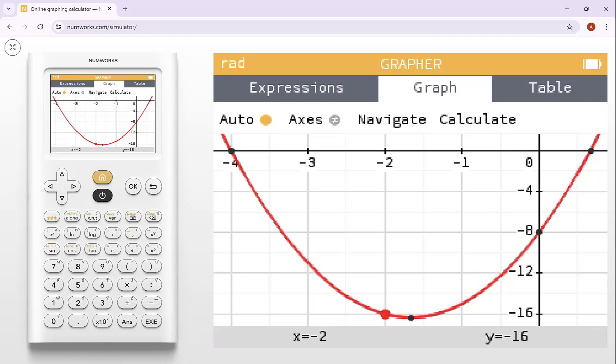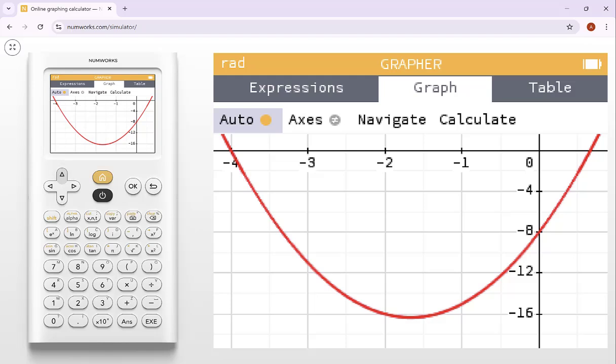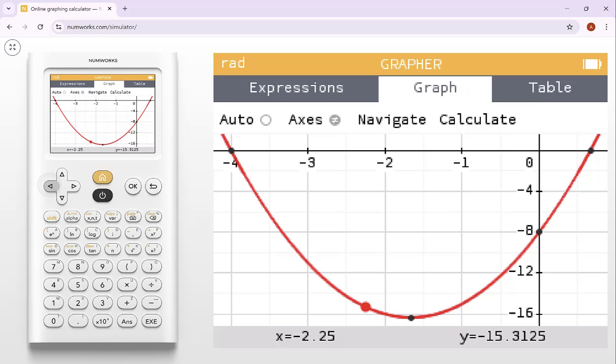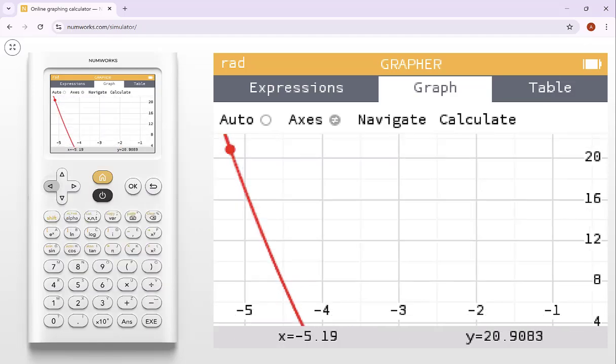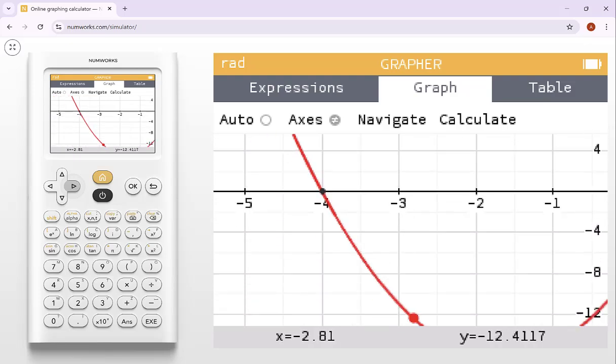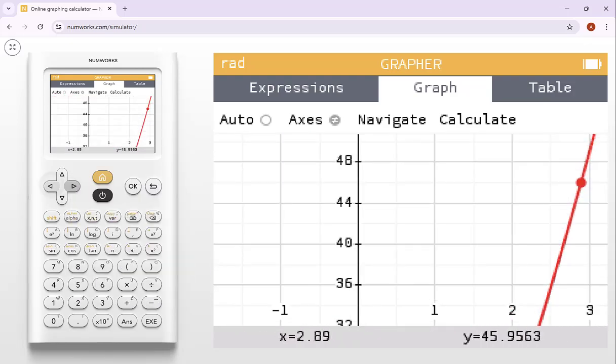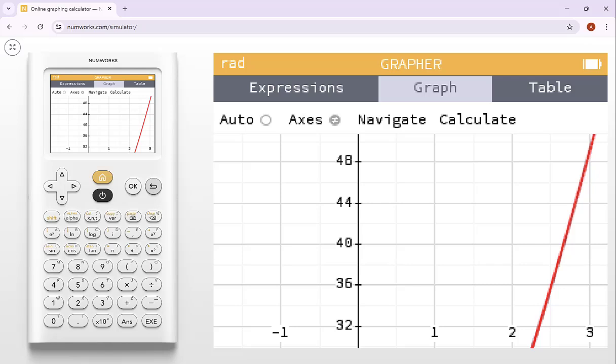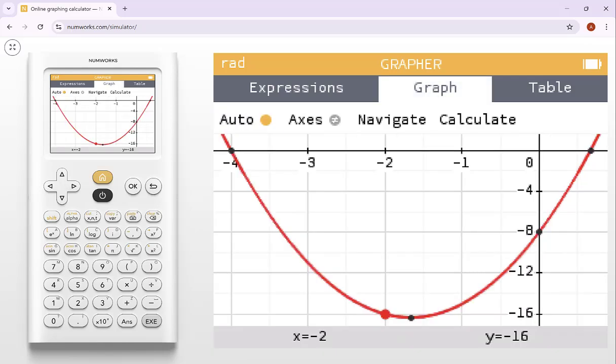It will auto adjust my window. If I make sure that auto is selected, notice if I go up and hit enter, I've now turned auto off. So now if I go left and right, I can move around the curve. I can just travel around it. But if I go back up here and select auto, it'll readjust it back so that I can see all the information the calculator thinks is important.